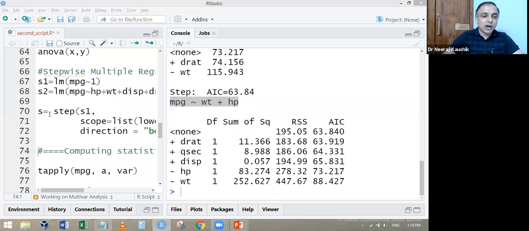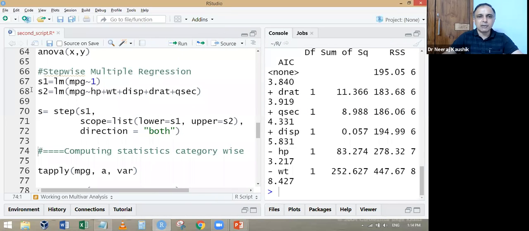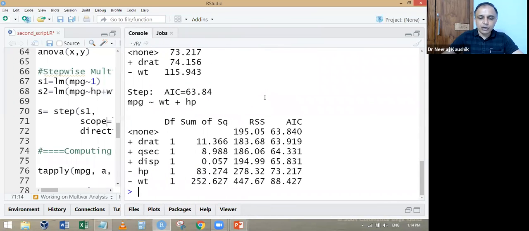But again, you need to work on this particular syntax. You need to remember, or this is available with you in the script. Step, we start with S1. What is S1? No variable and all variables. It says go, scope, lower, upper, and direction both. It will give you this way. Just look at the AIC value.